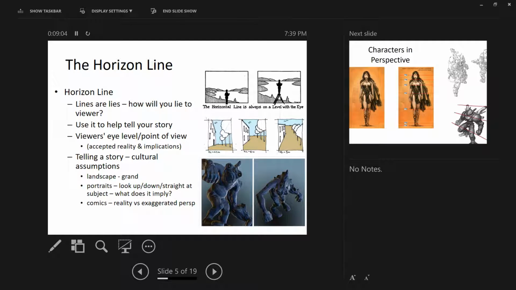And then the last two images, this is the same 3D model, but we've changed the horizon line so that you're looking up at this creature, and he looks ominous and foreboding, and you're afraid of him. Or you're looking down at him, and he looks like he's cowering, and he's afraid of you. Or she, we're not sure.